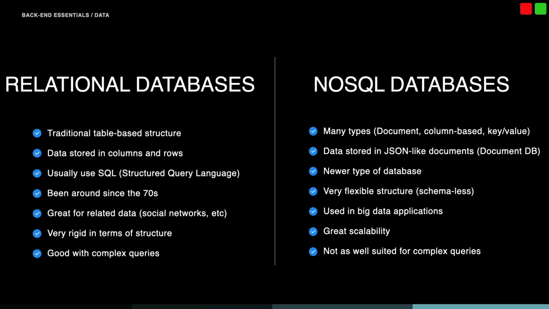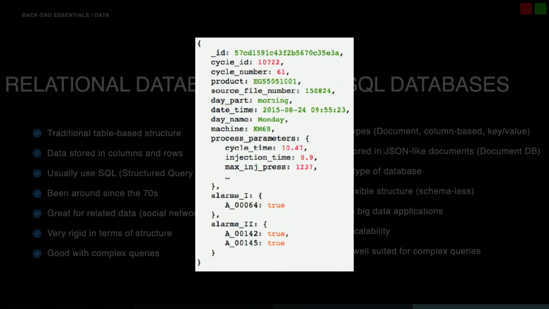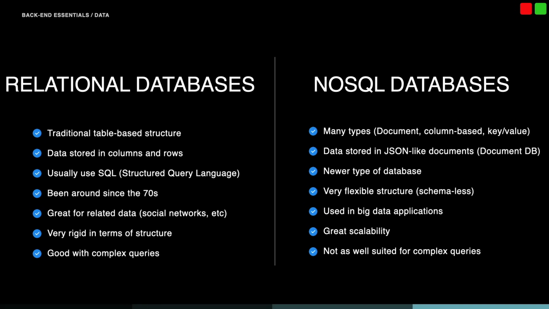So NoSQL databases are a newer type of database, and there's actually many different types of NoSQL databases. You have document databases, column-based, key value stores, and there's a lot more, but I'll mostly be talking about document databases as they seem to be the most popular. So data gets stored in the form of a document, which is basically a JSON object. They're stored in collections. So you have collections of documents, which again are essentially just JSON objects, key value pairs.